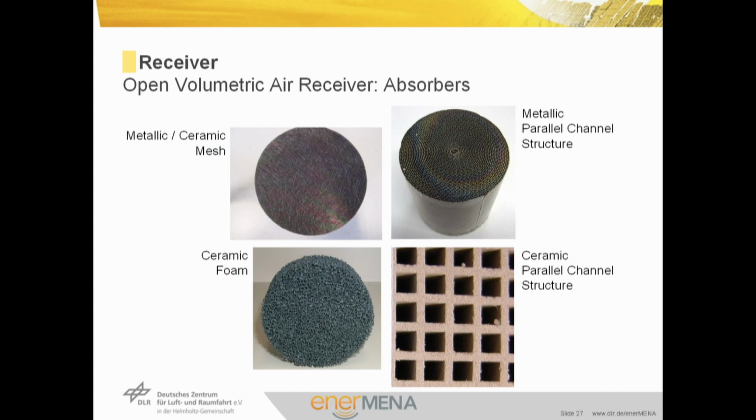Different volumetric structures can be used as receivers. Here you see some examples. You can think of metallic or ceramic meshes. You can think of metallic parallel channel structures, or even ceramic parallel structures shown here. Or you can think of ceramic foams. The open porosity is usually between 50 and 98%. High open porosities minimize the directly irradiated front surface and hence lead to lower front temperatures and heat losses.